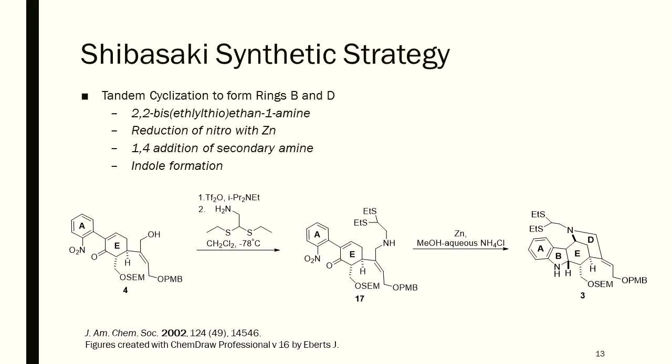time. They first used 2,2-bis-ethylthioethane-1-amine to replace the hydroxy group. They were not sure about the mechanism for the actual tandem cyclization, but they speculated that it started with the reduction of the nitro group with zinc, then a 1,4 addition of the secondary amine, and indole formation.